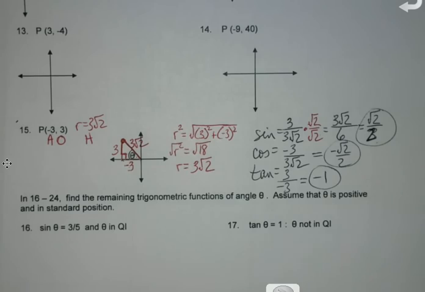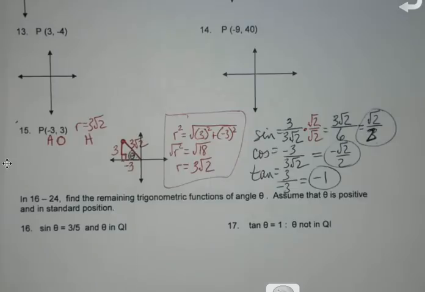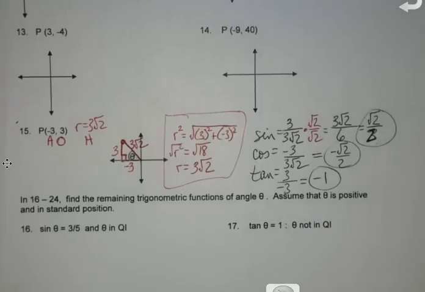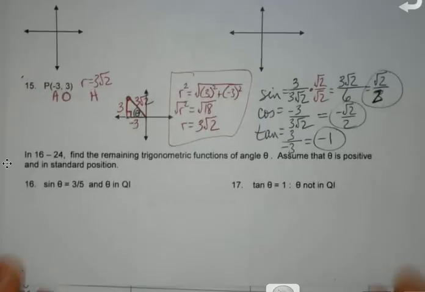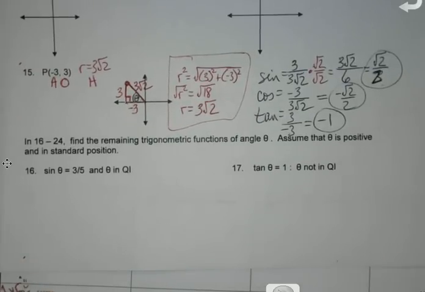But no matter which way you go, you are going to have to calculate your r value. That's the one thing you do have to do. Okay. What else we got here? Find the remaining trig functions of angle theta. Assume theta is positive and in standard position.